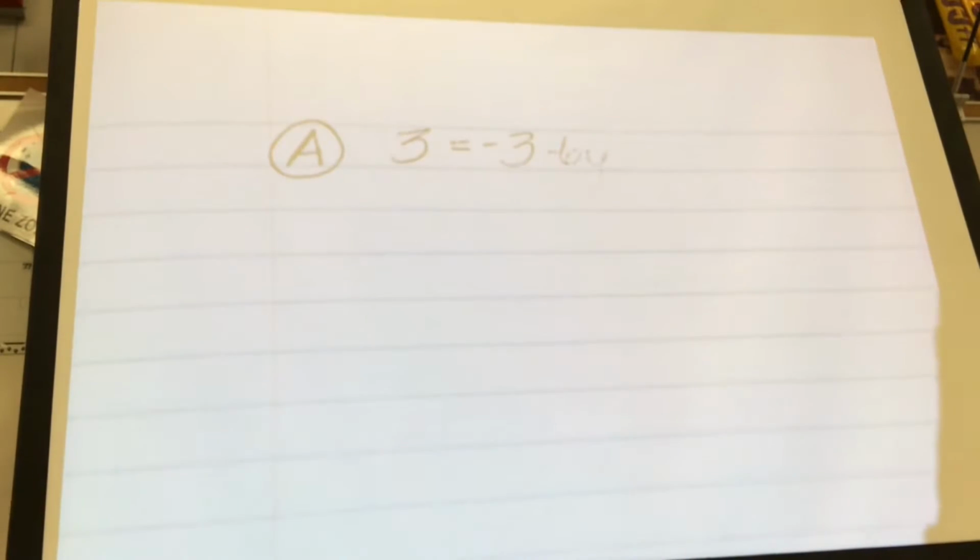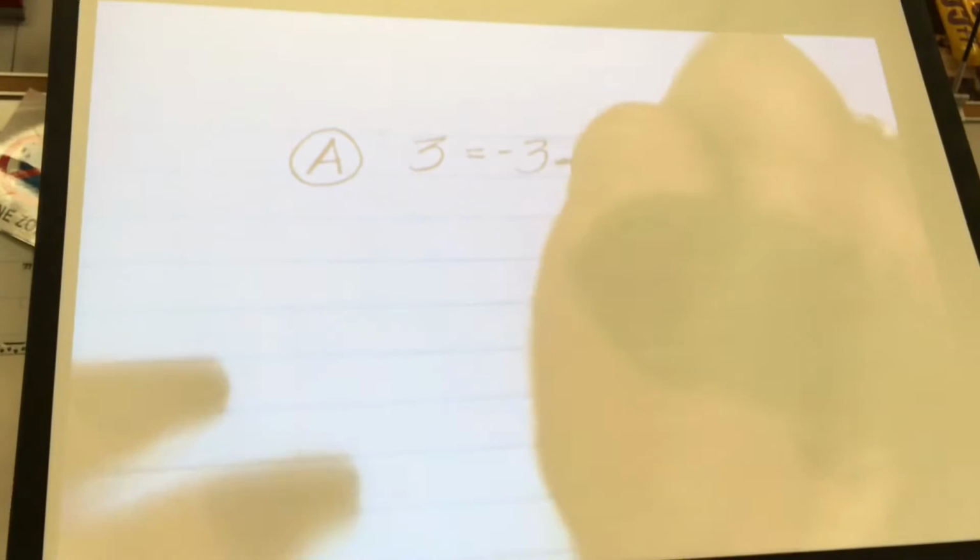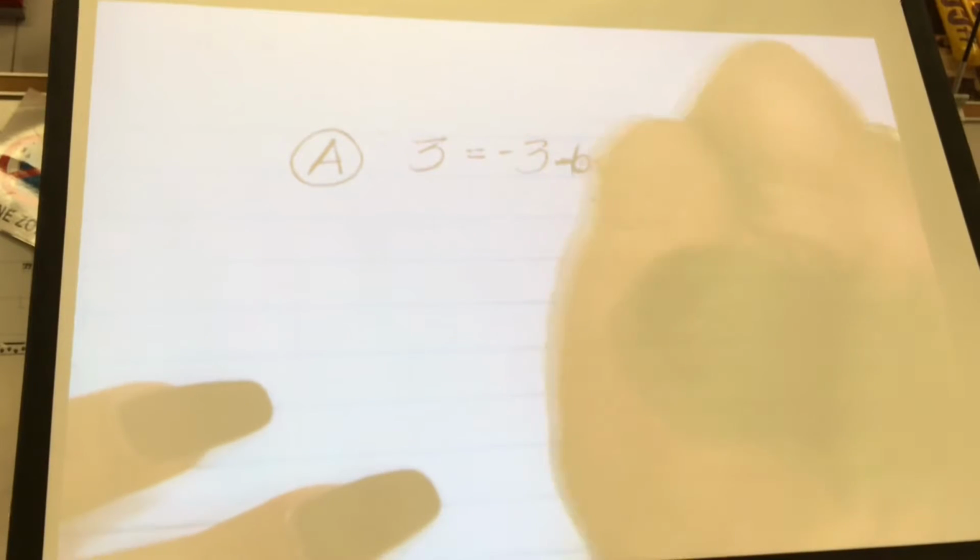Letter A. I need to hear some voices, please. JJ, here we go. We have 3 equals -3 minus 6y plus 9x. What did you do first, JJ?